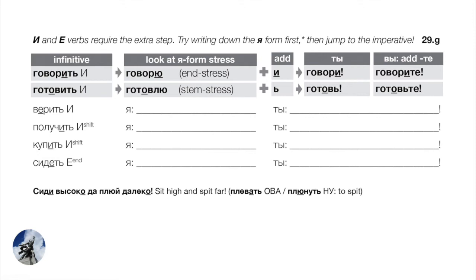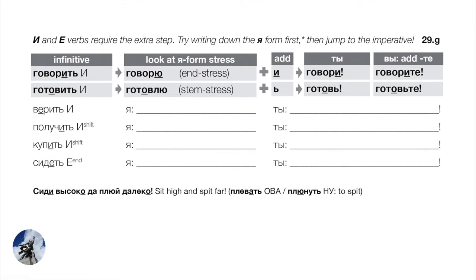So let's take верить. Now, here too, we can really look right at the infinitive. For these verb types, we don't really have to look at the ya form per se, because the infinitive is telling us what the ya stress will be anyway. So for example, верить, that's obviously stem stressed. That implies я верю, right? Which in turn implies the imperative верь, right? Верю, stem stressed, верь, right? Simply adding a soft sign.